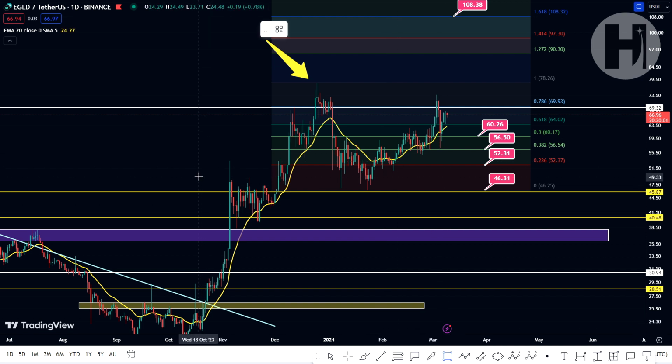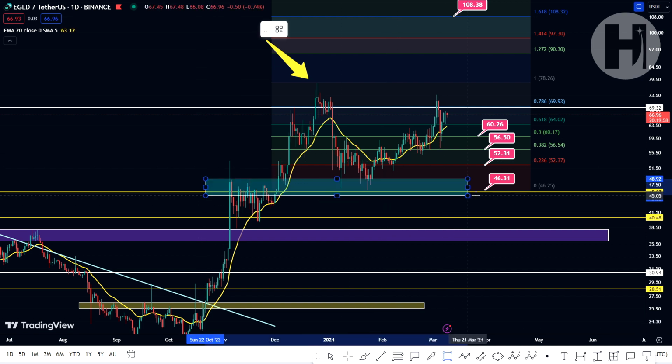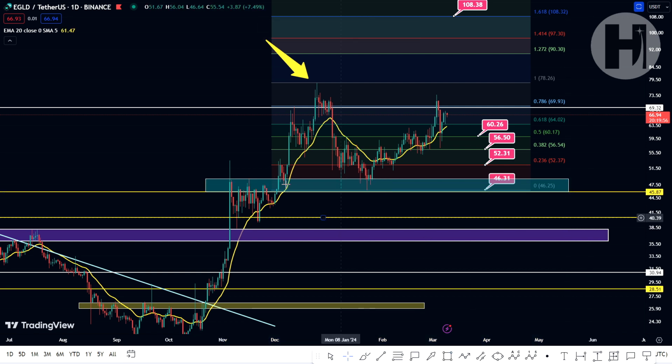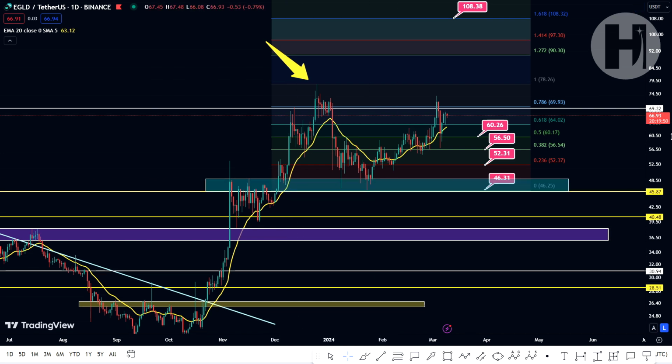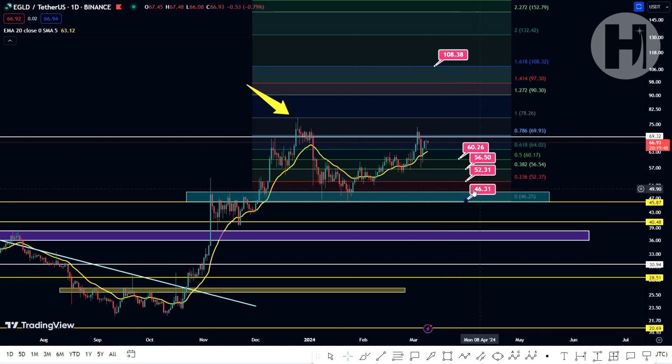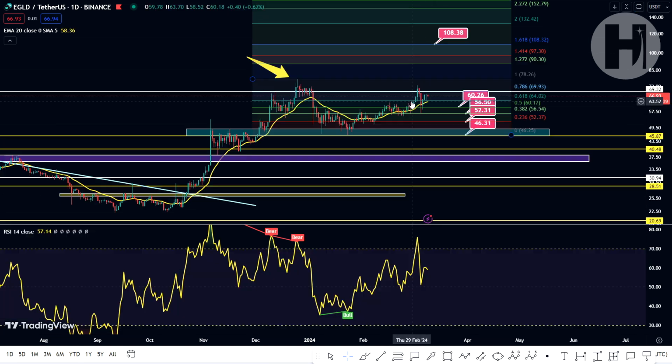We can even set up some sort of a block because you can see this has a lot of demand here. This was our resistance previously. We backtested it as support once in December and then once again here in January. So that would be a really, really good entry point. Like if you see EGLD at $46, you are fortunate. So feel free to fill up your bags. Of course, not financial advice.